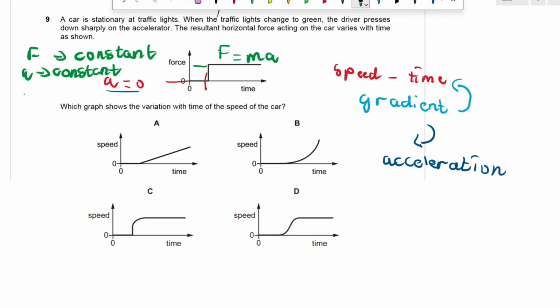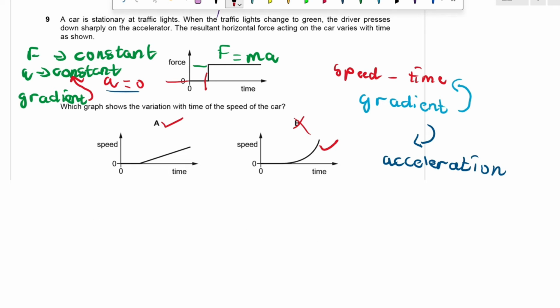So it also means that the gradient is going to be, guys, come on, the gradient is also going to be constant. So where do we have a constant gradient? Is this gradient constant? No. Is this gradient constant? No, guys, look at this. This is not constant. Is this constant? No, that's wrong. So the answer is going to be A. Very important. Okay.